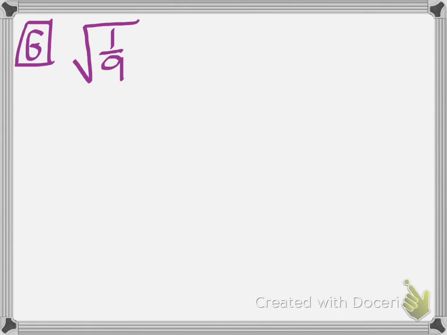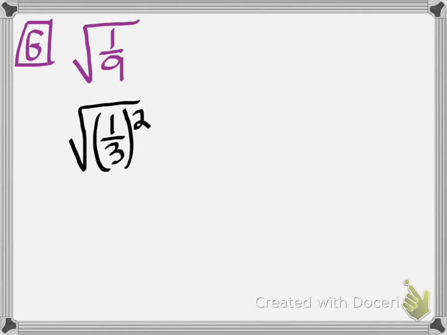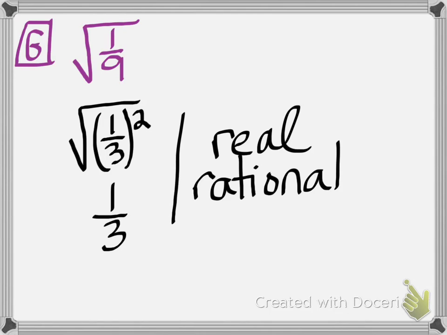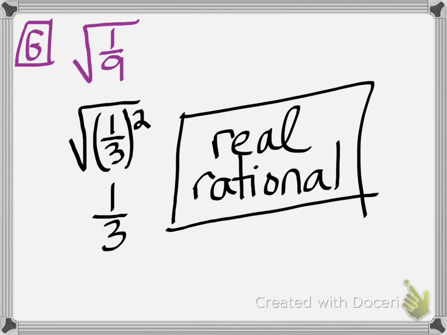Example G, square root of 1/9. Well, how do I get 9 with something squared? It would be 1/3 squared. So the square root of 1/3 squared is 1/3. 1/3 is a fraction. Okay, it's rational. It's real. And it's not an integer. It's not a whole number. So it's real and it's rational. That would be its classification.